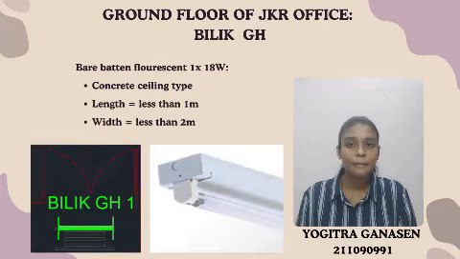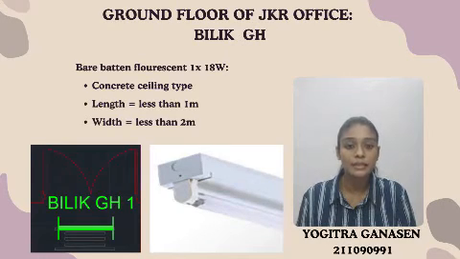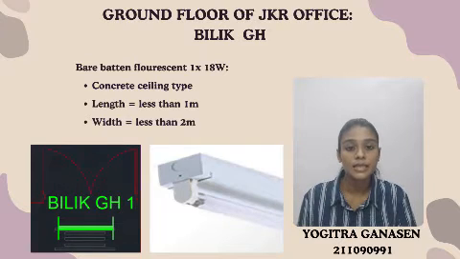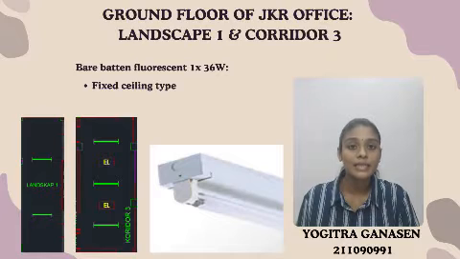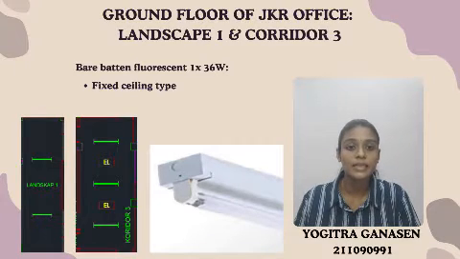watt. Bare batten with fluorescent 1 times 18 watt had been used at spaces such as bilik gelung hose 1, 2 and 3. This is because these spaces have concrete shielding type. Bilik gelung hose has a length of less than 1 meter and width of less than 2 meter. Hence, bilik gelung hose can be considered as a small space. Bare batten with fluorescent 1 times 36 watt had been used at spaces such as landscape 1 and corridor 3. This is because these spaces have concrete and fixed shielding type.